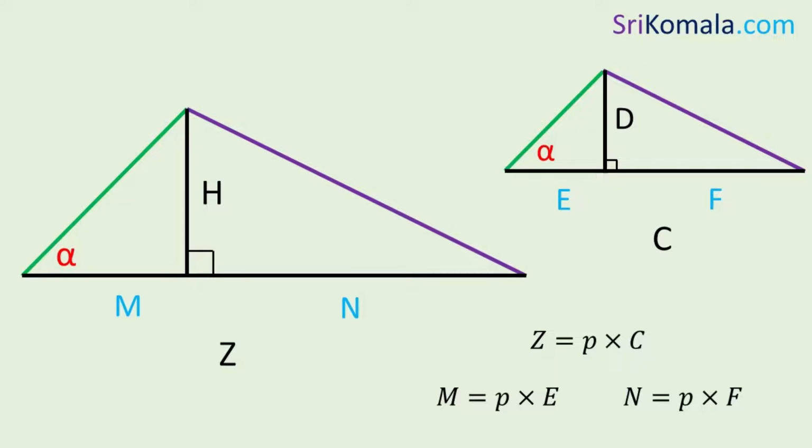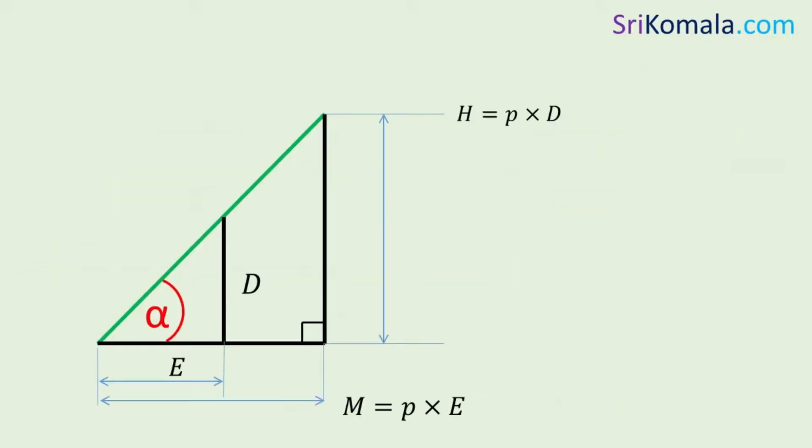Now, let us focus on angle alpha, shown here in the red color. This is the detailed view of angle alpha. There are two similar triangles in this picture. We put the bigger triangle and the smaller triangle in the same spot. That is the point of angle alpha. The base of the smaller triangle is side E and its height is side D. The base of the bigger triangle is side M and its height is side H.